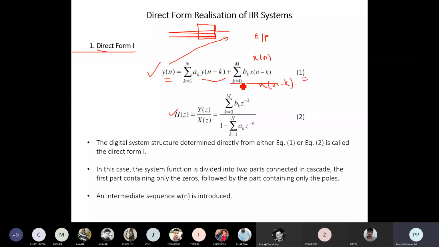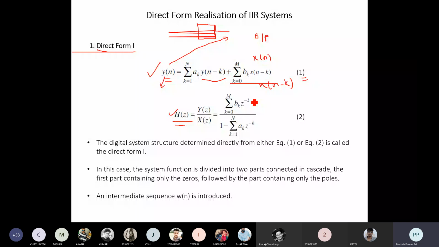Similarly, on the other side we will be considering Y of z for the z transform of y of n, and the z transform of the feedback term will be summation k equals 1 to N, a k the same, and y of n minus k will have a z transform of z to the power minus k into Y of z. Okay, so Y of z we will be taking common. Here 1 minus this term will be there, so finally the transfer function will be given by this. So this is the transfer function of an IIR system.